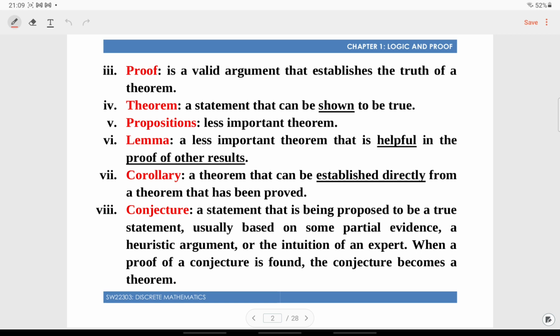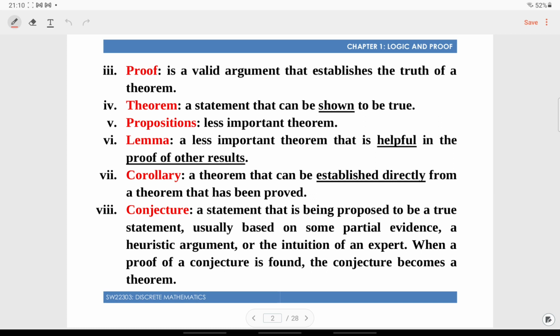I mentioned just now the importance of that statement, because statements have different levels of importance, so we call them by different names. For the most important statement that is proven to be true, we call it a theorem. We also have another kind of statement that is proven to be true but is less important than a theorem, so we call it a proposition. A proposition is less important than a theorem.